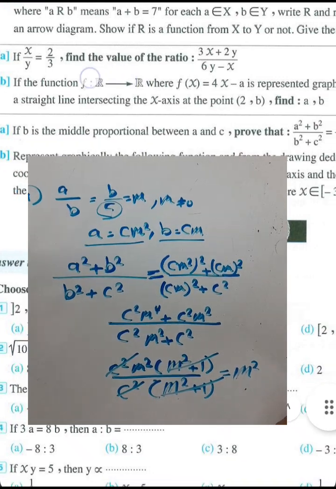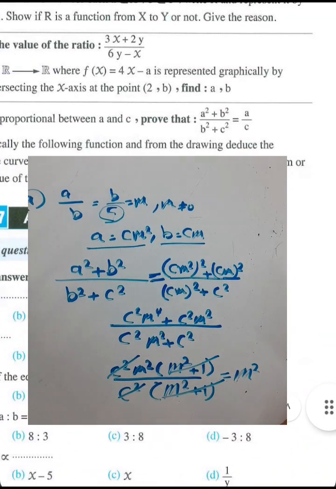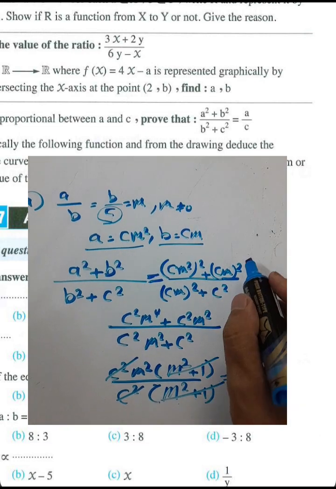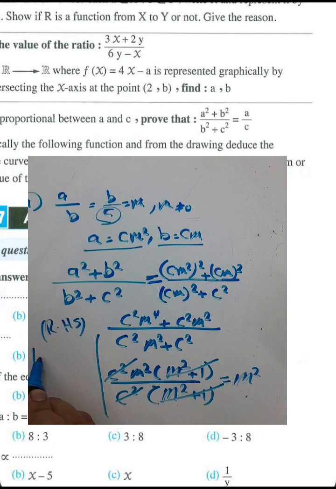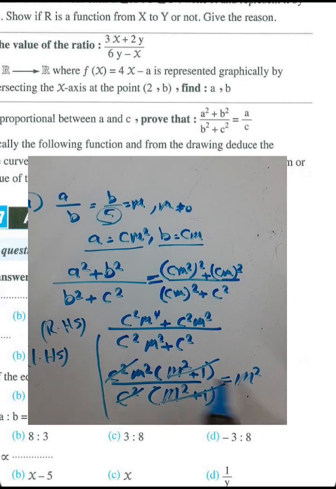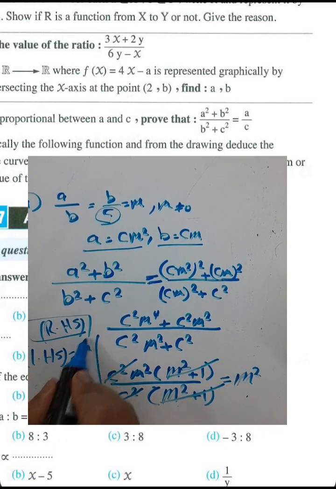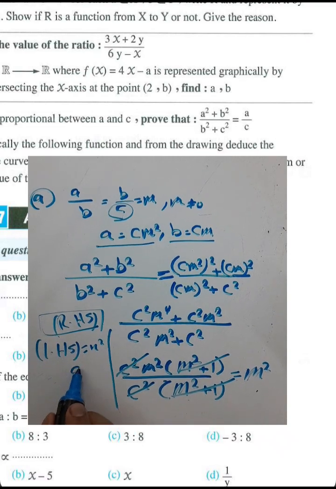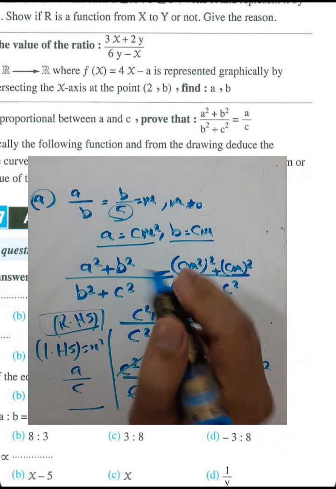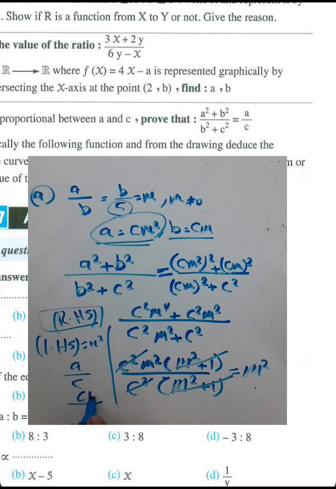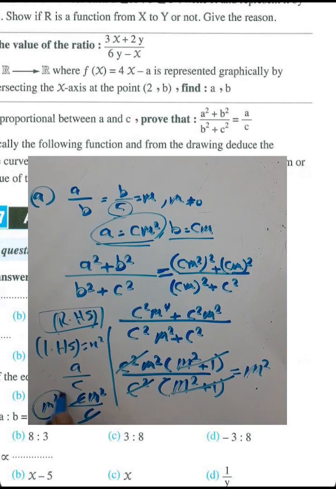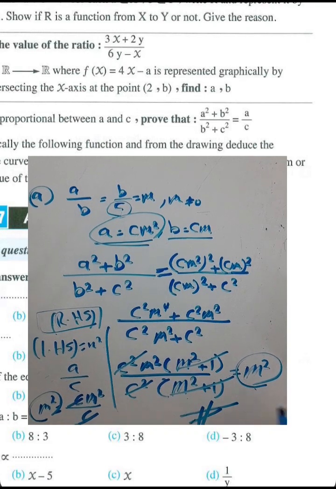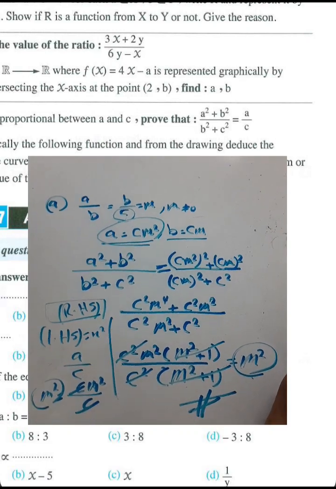Okay, and then we want to prove that this expression equals a over c, the right hand side. What about the left hand side? It was m squared. You can find the right hand side here, which gives us a over c. Put the value of a, which was cm squared, here. c squared over c, cancel c by c. The result will be m squared. It's exactly the same result. Then they are equal. Left hand side equals right hand side, equal m squared.